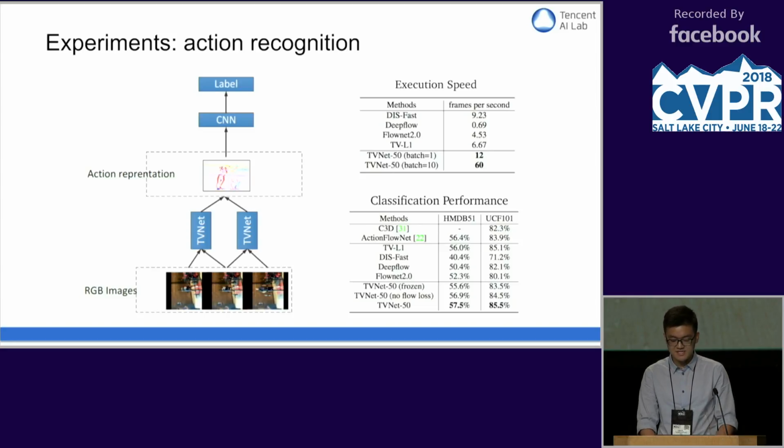As our TVNet is initialized as a special TVL1, the initial structure is sufficient to produce promising results. So even if we freeze the TVNet parameters, it will still outperform most of the other compared methods shown here.